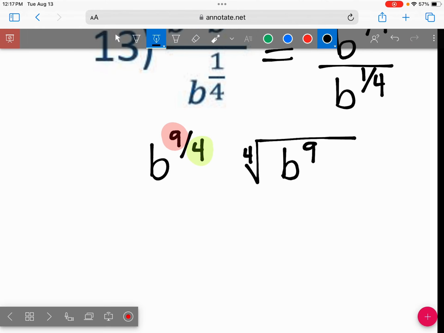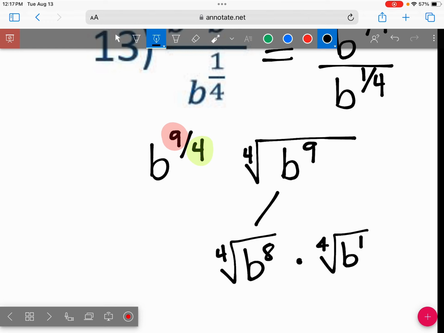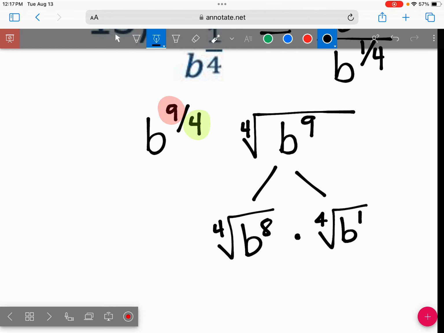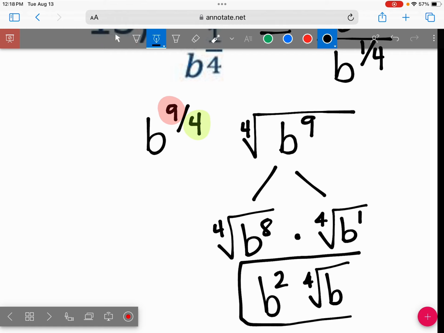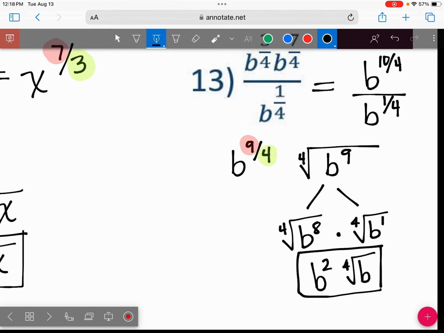So when I separate this out, I have the 4th root of b to the power of 8 times the 4th root of b. So what's going to be the 4th root of b to the power of 8? Yep, 2. If you have 8 people, how many groups of 4 can you make? 2. So this is going to give you b squared. And then that b, that has to stay. And that is your final answer.